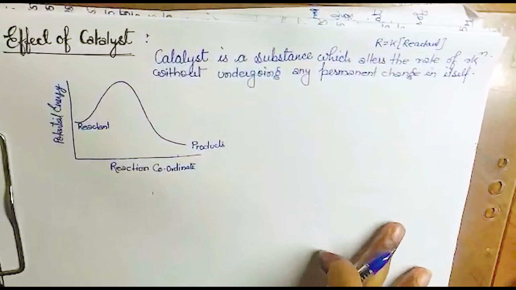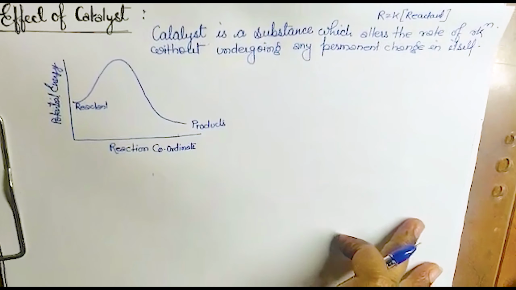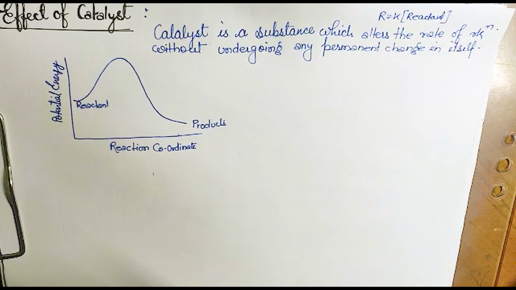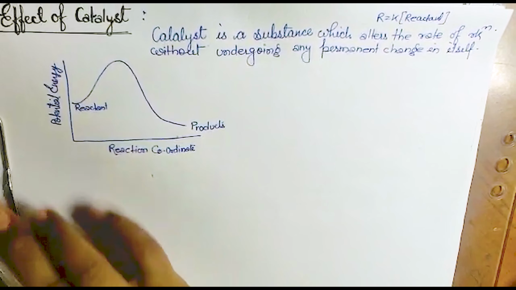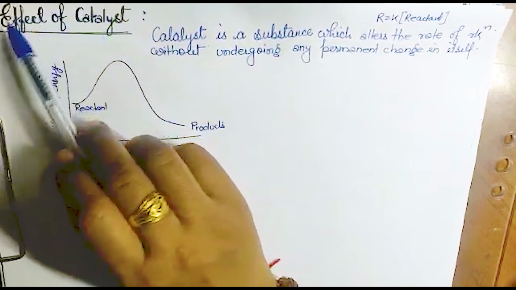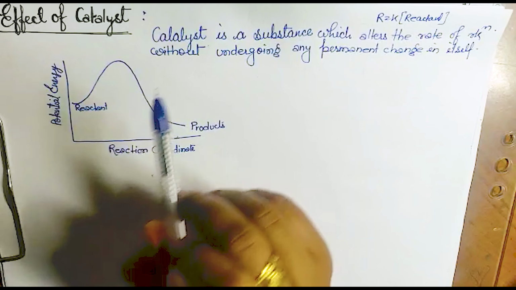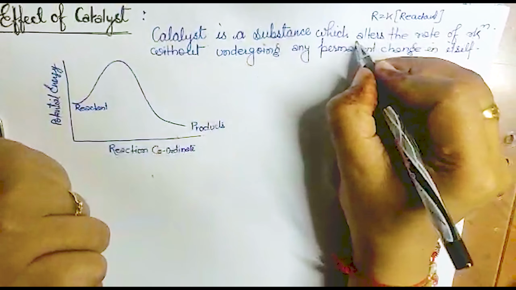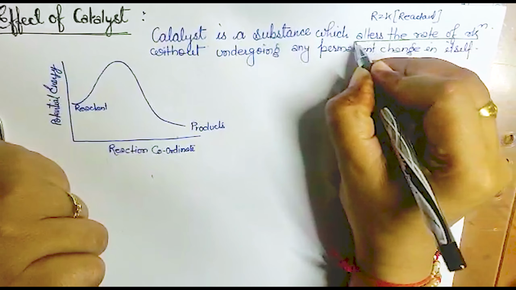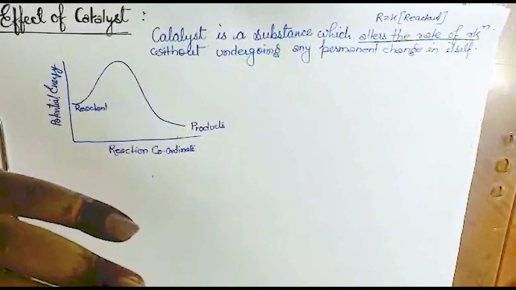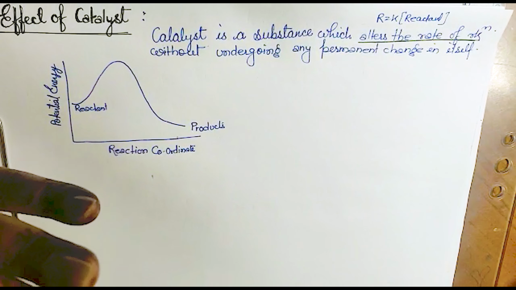And the second factor we did in yesterday's class, that is temperature, and how it changes. Now the third factor is catalyst. Before knowing this effect, we should know what the catalyst is. Catalyst is a substance which alters the rate of reaction. Got it? Why am I writing alter the rate of reaction? It can increase as well as decrease.